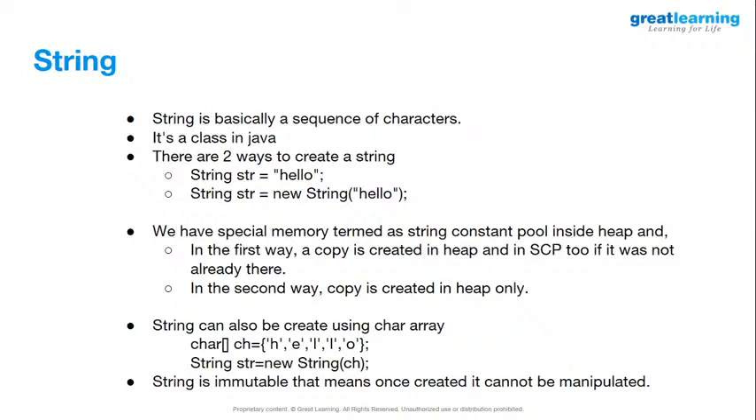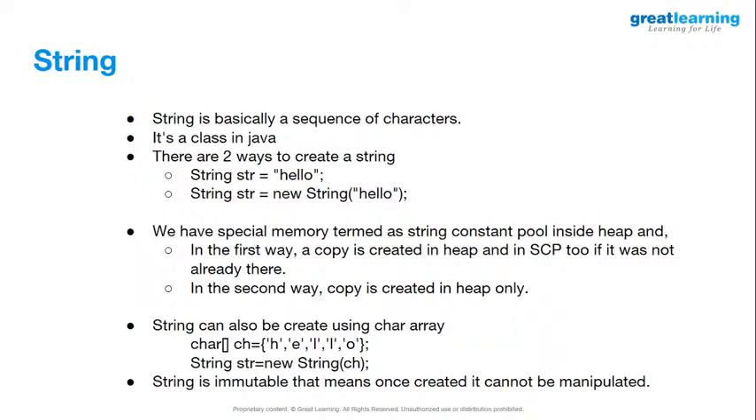Okay, so this string constant pool is inside the heap, right? With the first way, there will be a copy created in the heap as well as in the string constant pool. Every time a new keyword is encountered, memory is created on the heap, right? So if next time you write String str = "hello", and it's already in the string constant pool, a copy will be created only in the heap. And in the second way, nothing will be done in the string constant pool, only memory will be allocated on the heap.